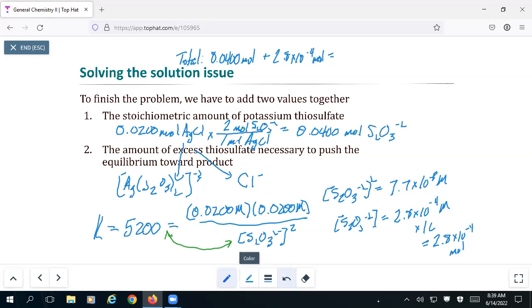Which, rounding to the correct number of sig figs, would be 0.0403 moles in total. So that would be the number of moles of thiosulfate. From here, it would just be a matter of converting that moles into grams if that's what was asked of us.